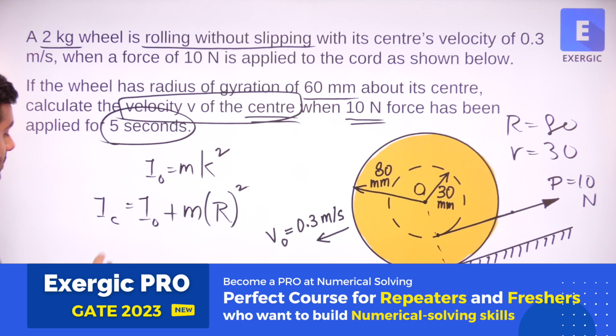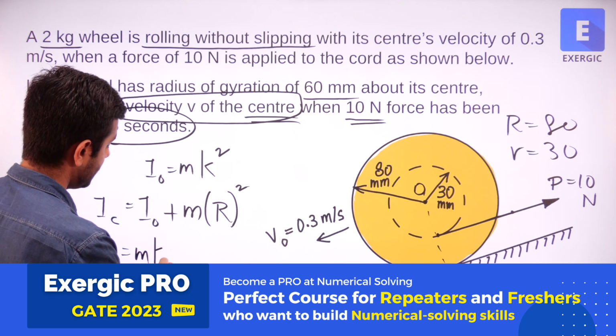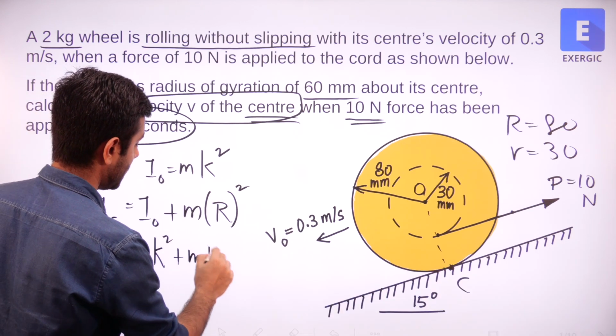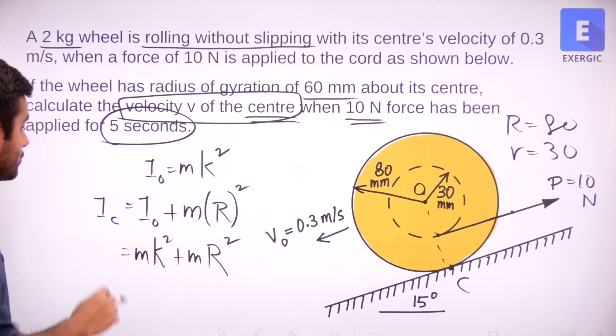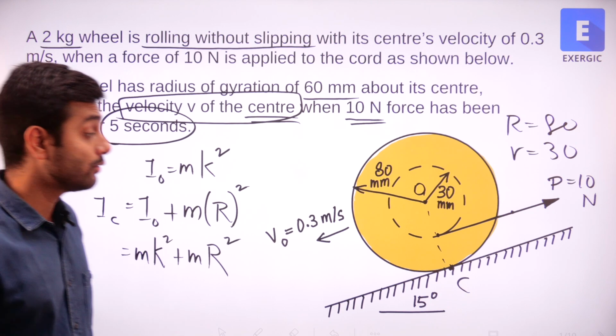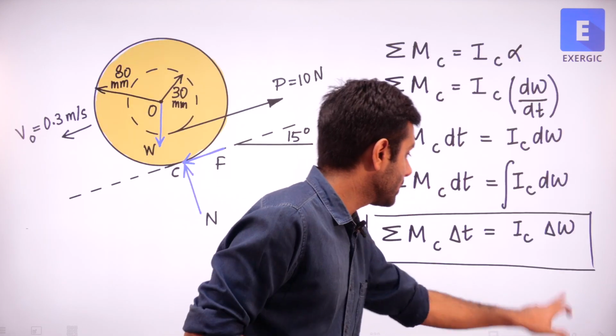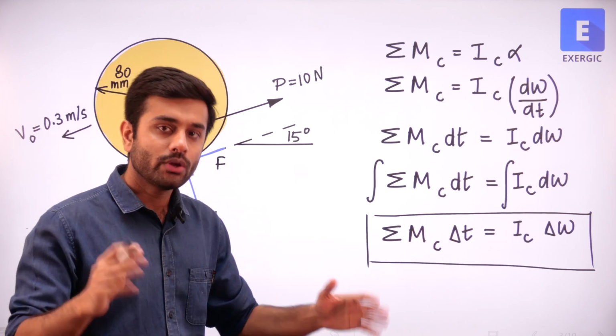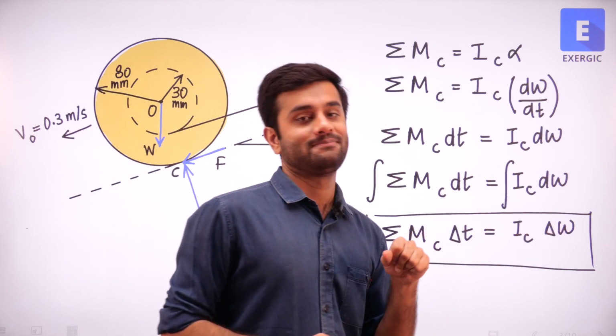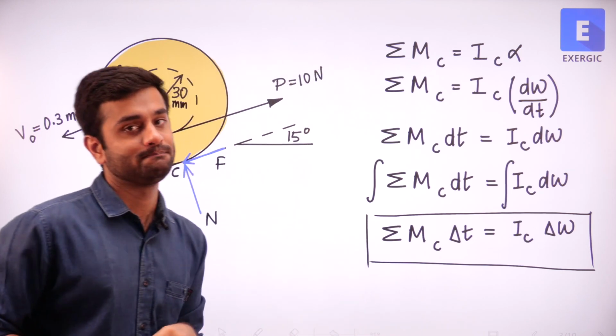So this equation: mk square plus m capital R square. M is known, k is known, capital R is known. So you can find out the mass moment of inertia about C like this. So here this is the IC value which we already know. As I told you, delta T we already know. Delta omega, let's see whether we know that.